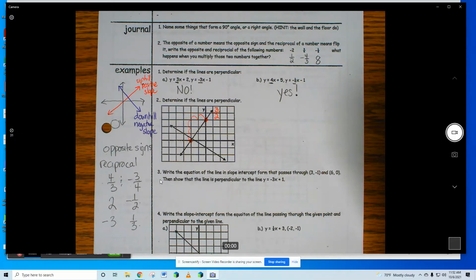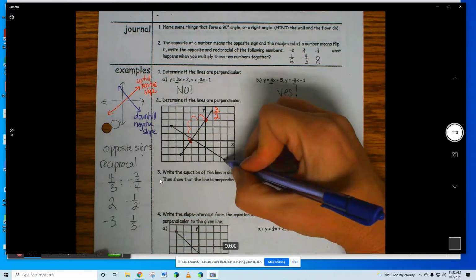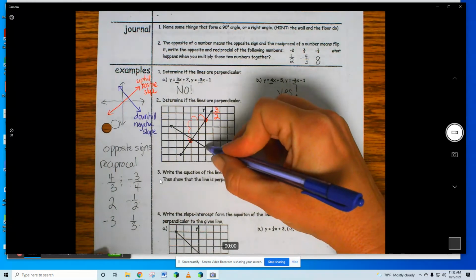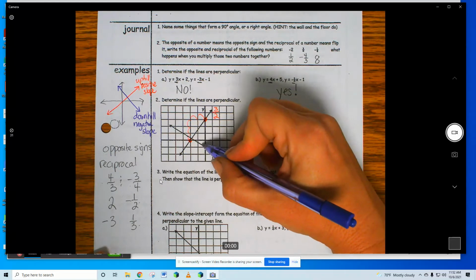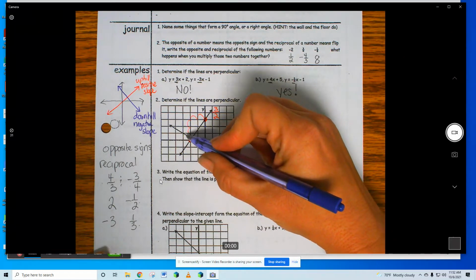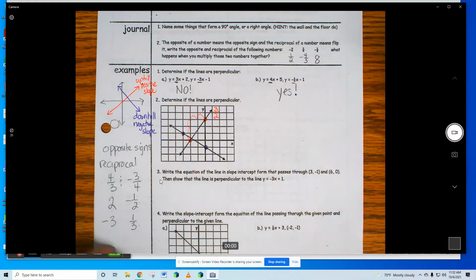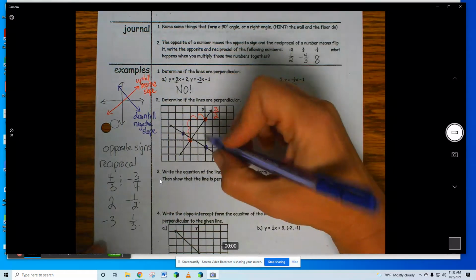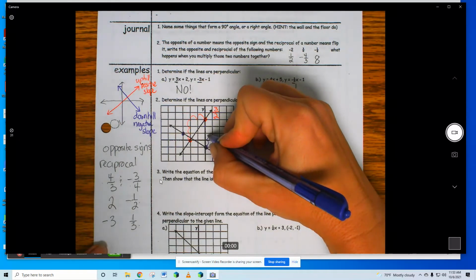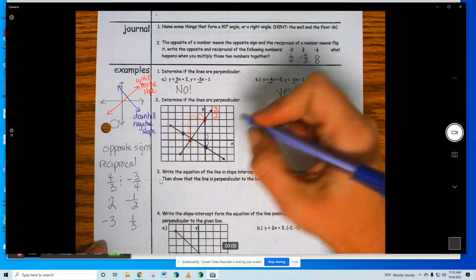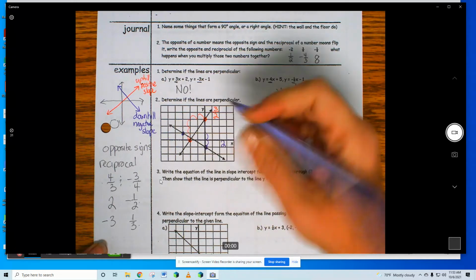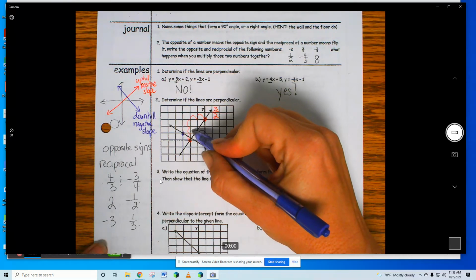Downhill line. I'll do in purple. You need to make points on the line yourself. There's a point. There's a point. So I'm going to now find the slope of my purple. Start at the low point. Rise 2. Run, -1, -2, -3.